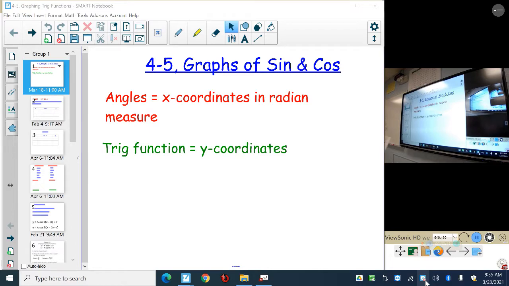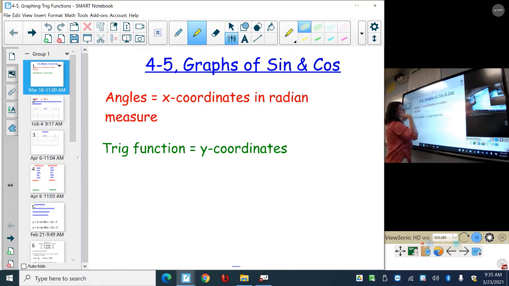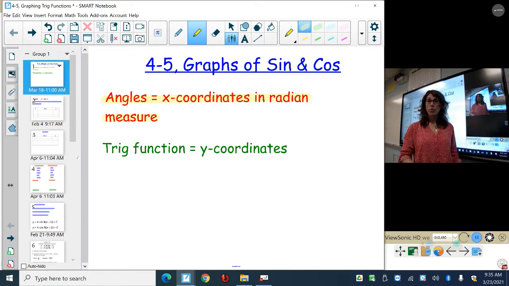So the very first thing we need to understand is we're normally graphing x and y values. Whenever we graph something on the coordinate plane, we're graphing the x coordinate and the y coordinate. Today, our x coordinates are going to be known as the angles. Okay? They are the angle measures. They're going to be your quadrant angles, your 0 degrees, your 90 degrees, your 180 degrees, your 270 degrees, your 360.